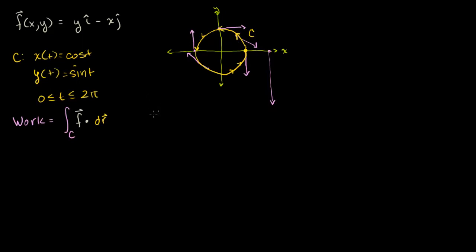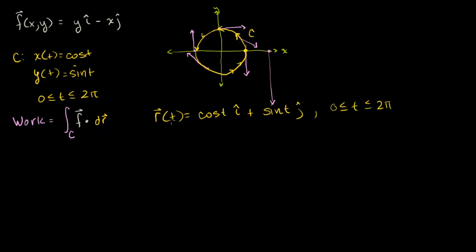But if I wanted to write it as a vector function of t, we would write that r of t is equal to x of t, which is cosine of t, times i, plus y of t times j, which is just sine of t times j. And likewise, this is for 0 is less than or equal to t, which is less than or equal to 2 pi. This and this are equivalent.